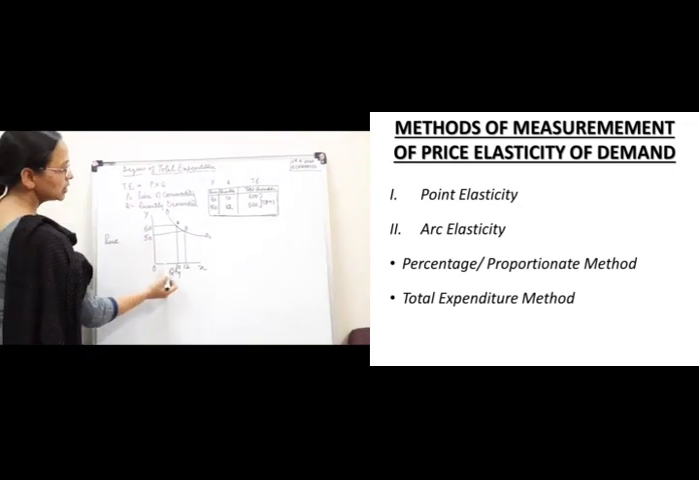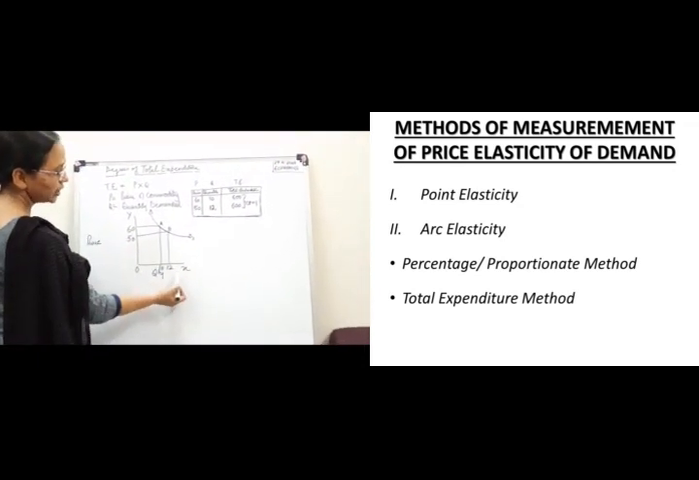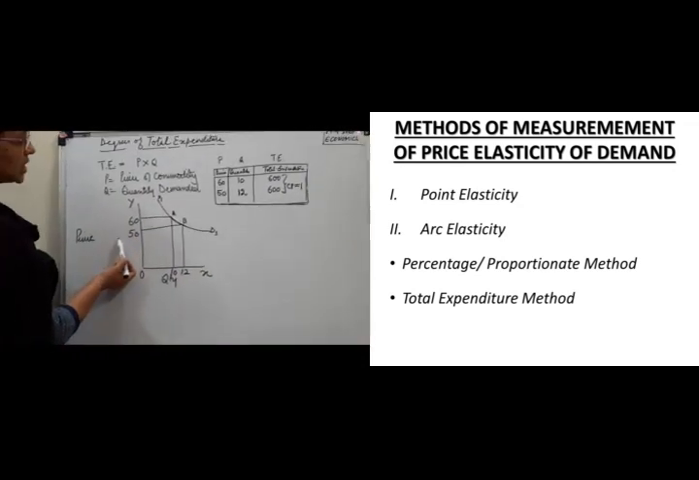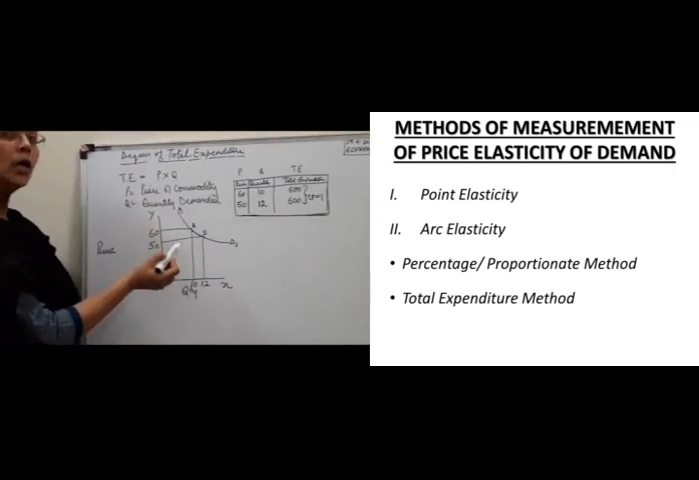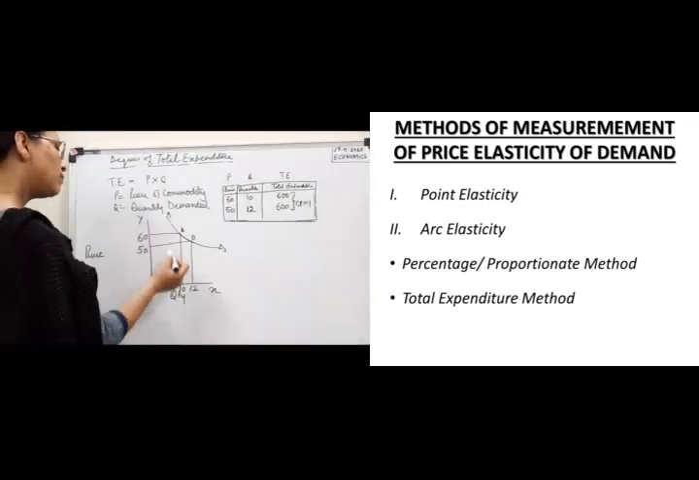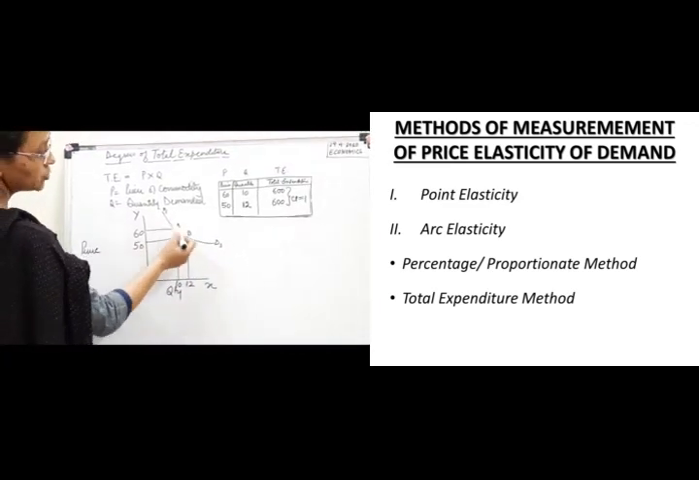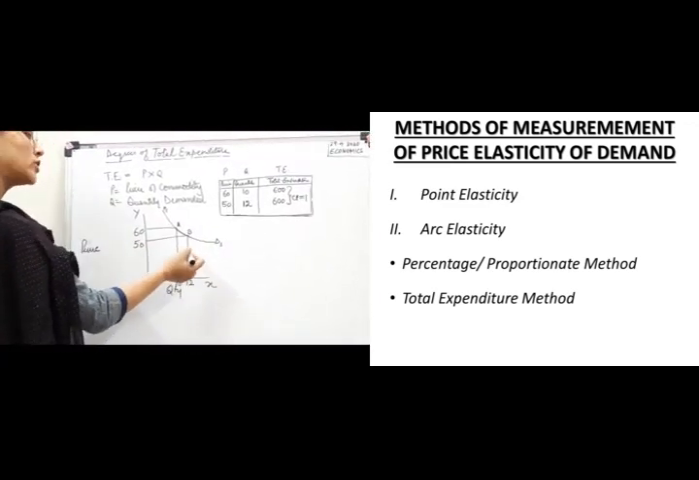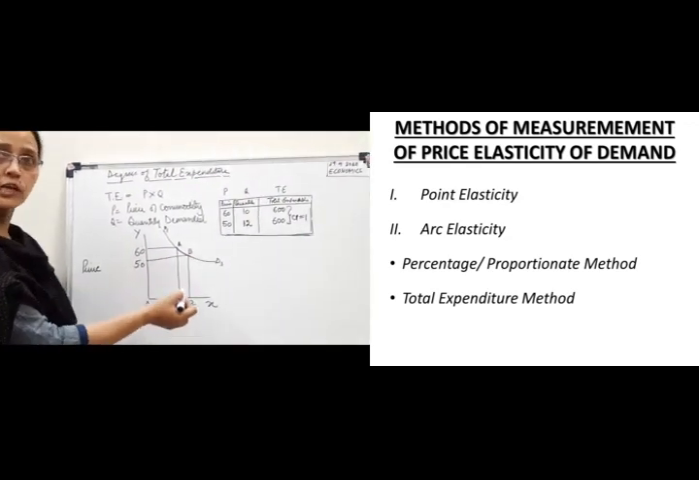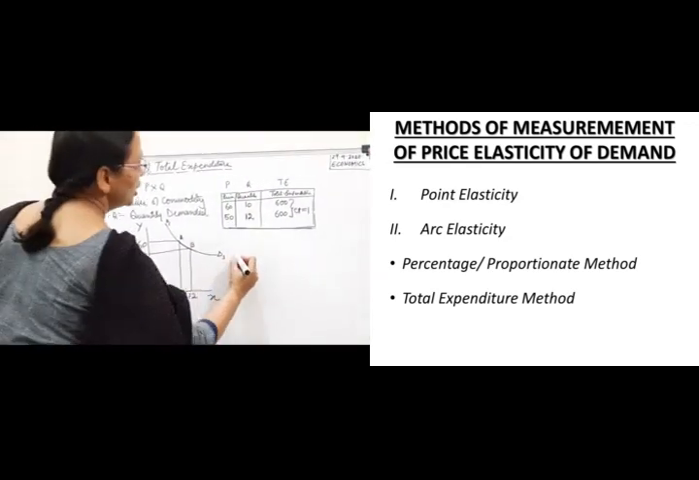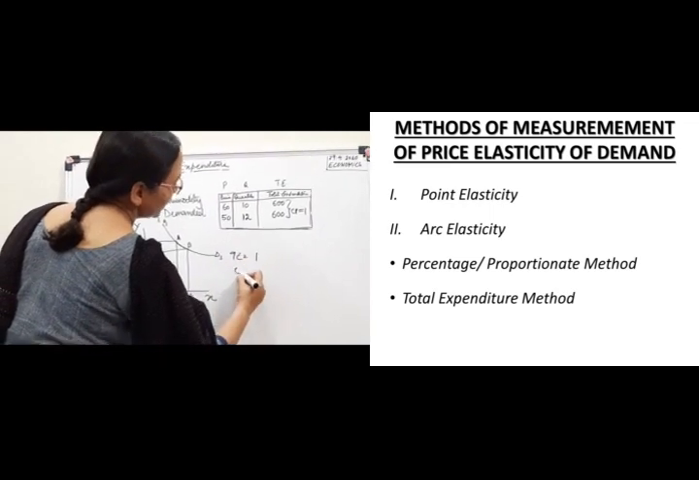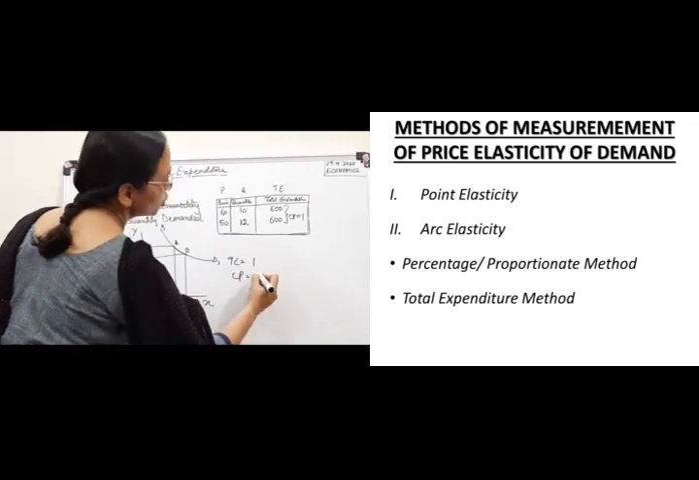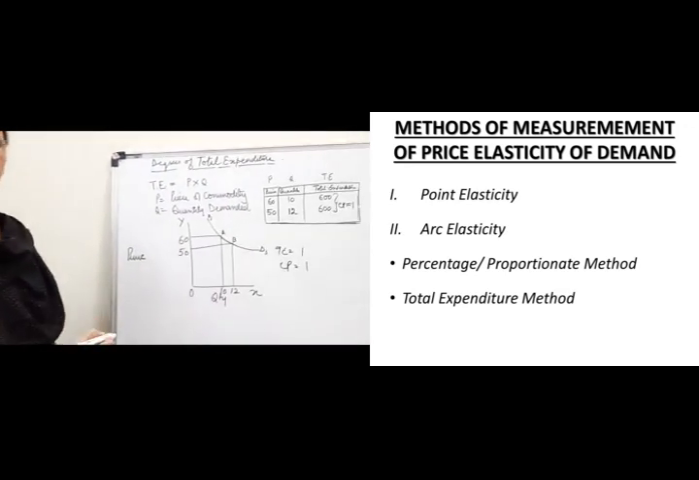Here you can see it in the diagram again. Quantity is on the x-axis, price is on the y-axis, and the total expenditure curve again is a rectangular hyperbola. That is, the change in price and the change in quantity, they are both offsetting each other. That is equal to 1. So here EP, by the total expenditure method, will be equal to 1. Is that clear?